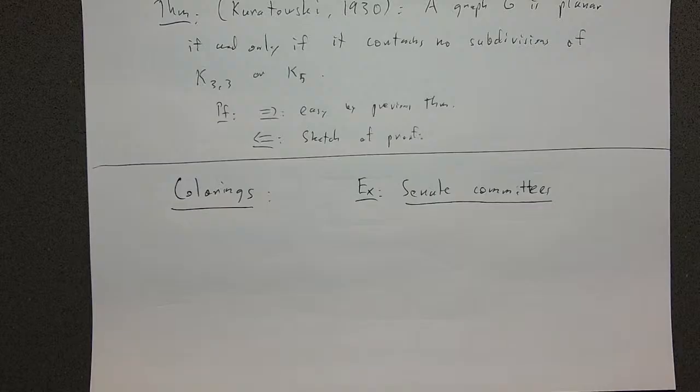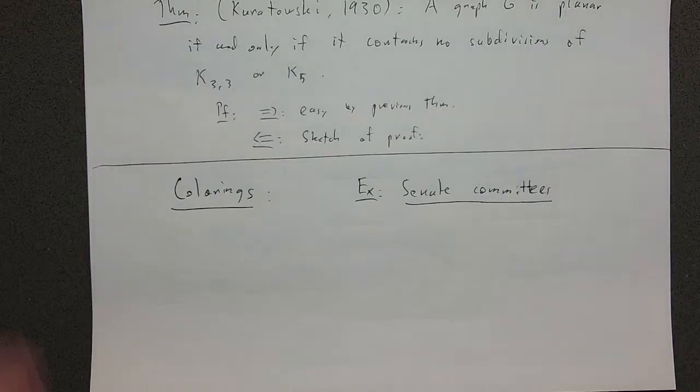In this Senate example, given a particular committee structure, so some number of committees, some number of members on each committee, and we know who is on what committee and how many committees each senator is on, and so on, what's the fewest number of meeting times required, to be as efficient as possible? This is answered by considering coloring.